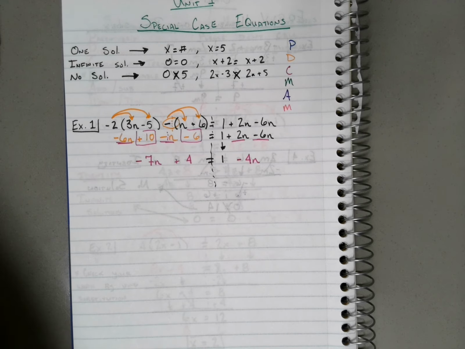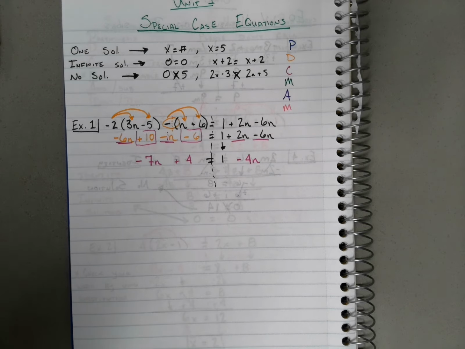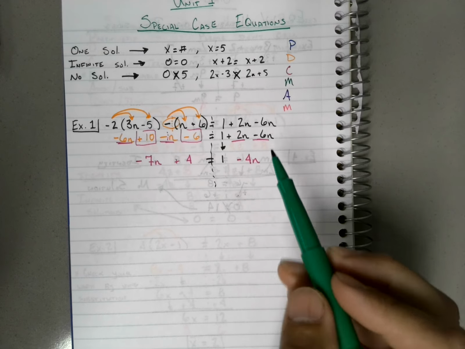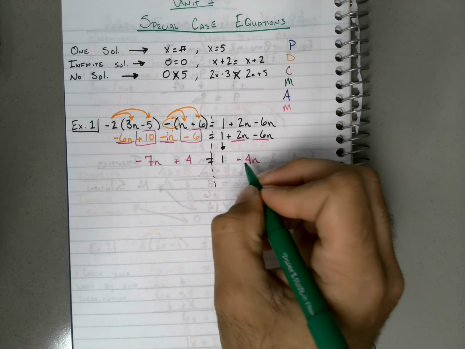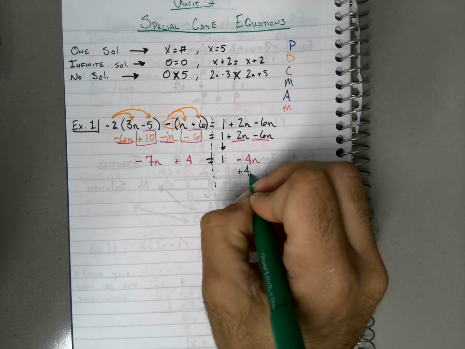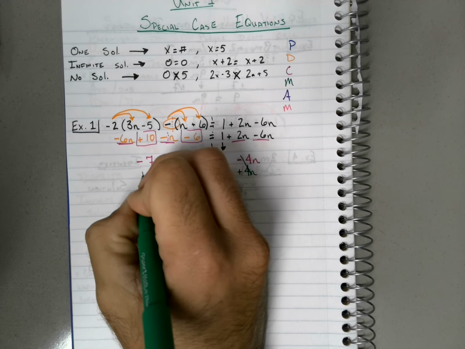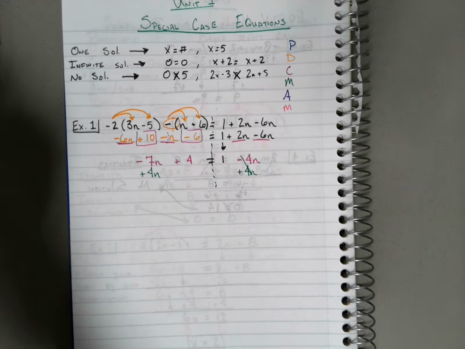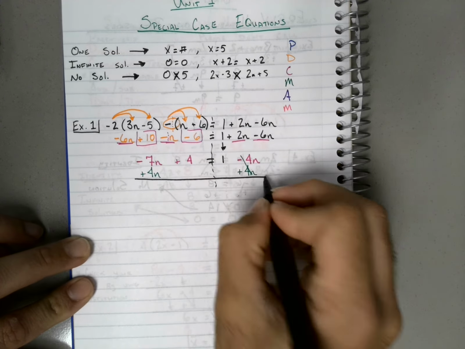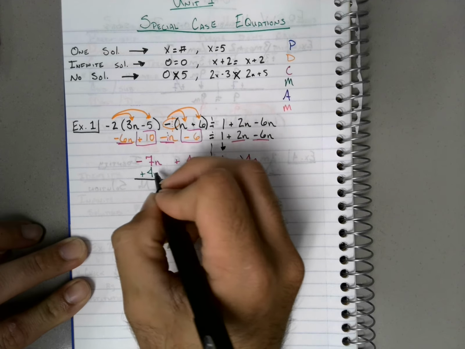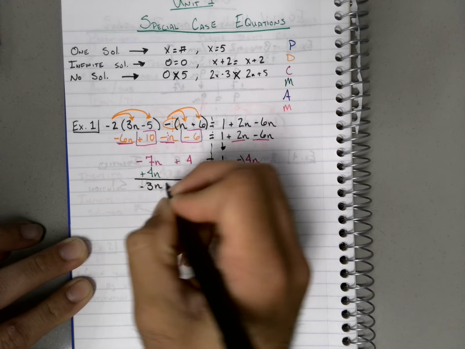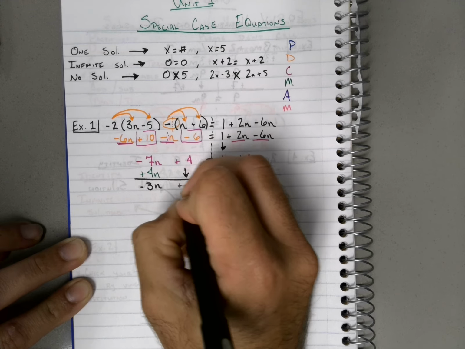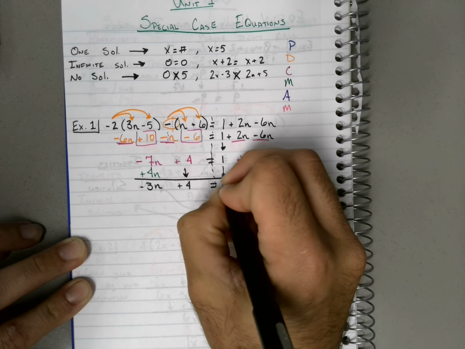Next step is to move the variable. Now, I'm going to move my negative 4n from this side to this side. What's the opposite of minus 4n? Plus 4n. And what you do to one side, you do to the other. So once I do that, those cancel. Negative 7n plus 4n: negative 7 plus 4 is negative 3n. Bring down my plus 4, equals, bring down my 1.